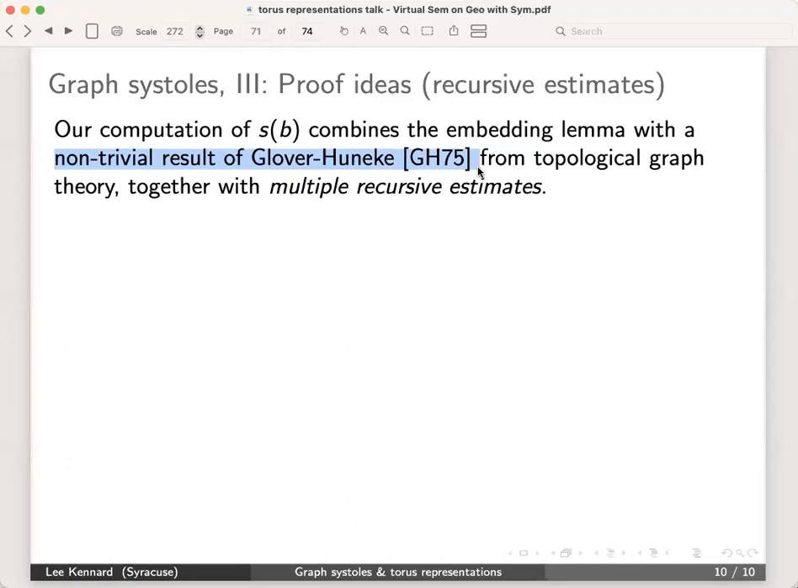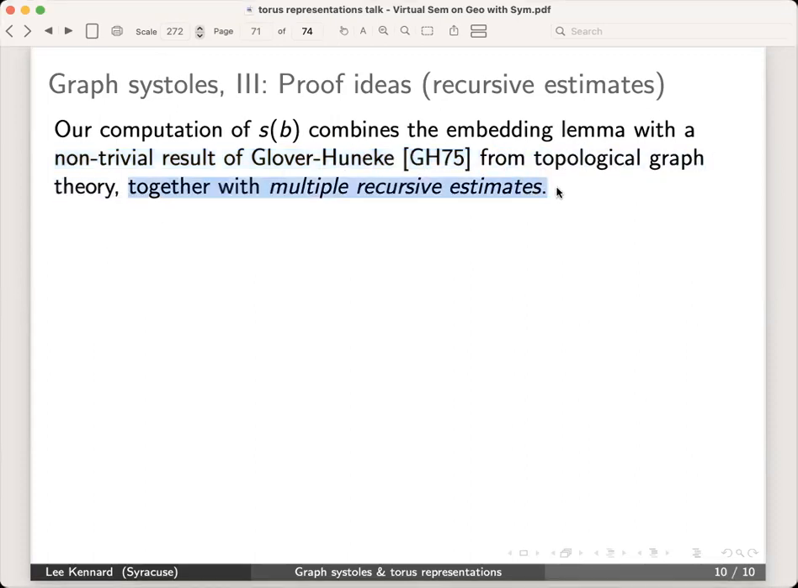It's not a particularly easy paper to follow. It's a non-trivial result. I think this paper and then subsequent papers that considered the general case by Archdeacon were important results in topological graph theory. We took them off the shelf. We were happy to assume them. But I want to emphasize that we didn't somehow reprove this.